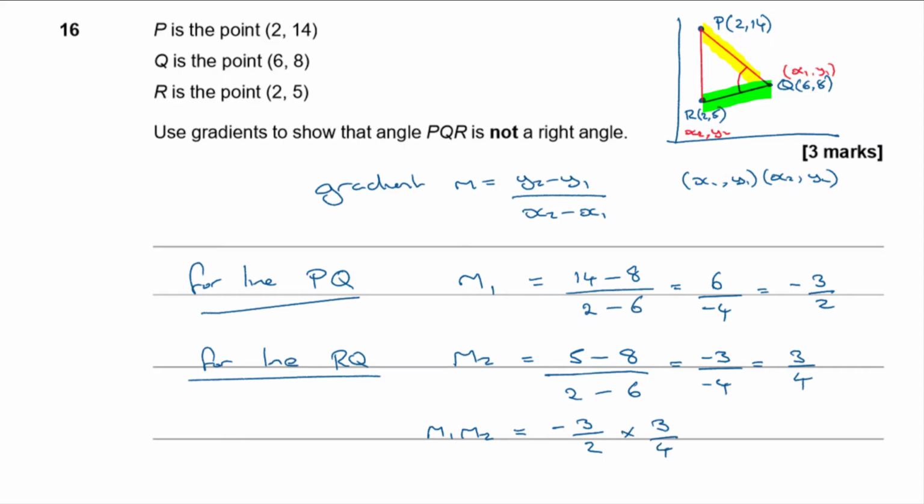Okay, that does not equal negative 1, does it? And that gives me minus 9 over 8, which is not equal to negative 1. Okay, 9/8 is not equal to negative 1. Therefore, PQ is not perpendicular to RQ, and so PQR cannot be 90 degrees.